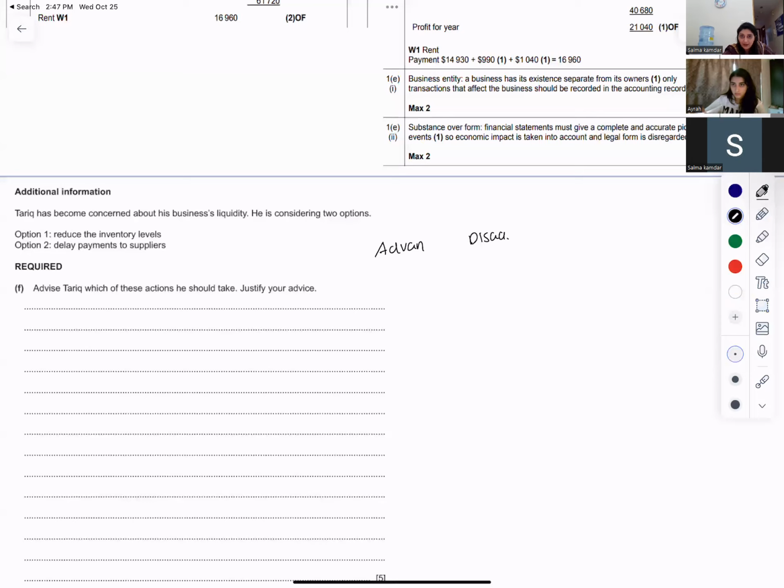Let's see how many marks. 5 marks. So for option one, you will write one advantage and one disadvantage of reducing inventory level. For option two, you will write one advantage and one disadvantage of delaying payment to your suppliers. Right?